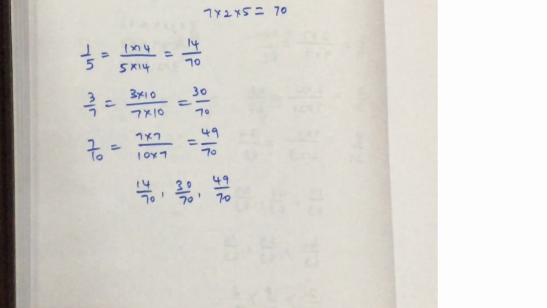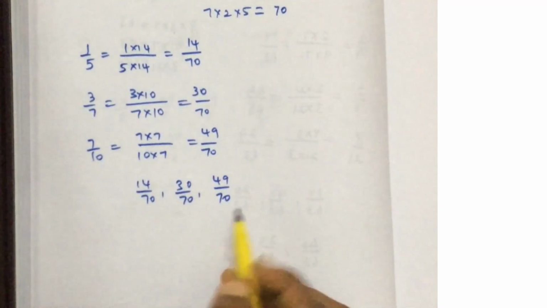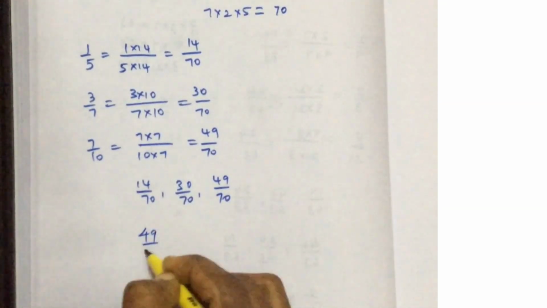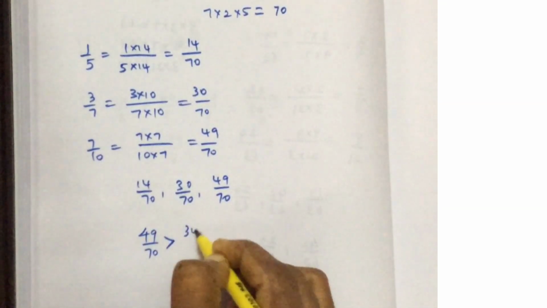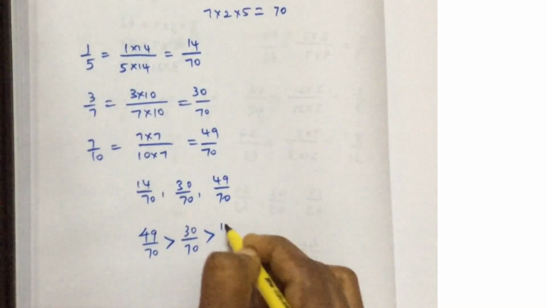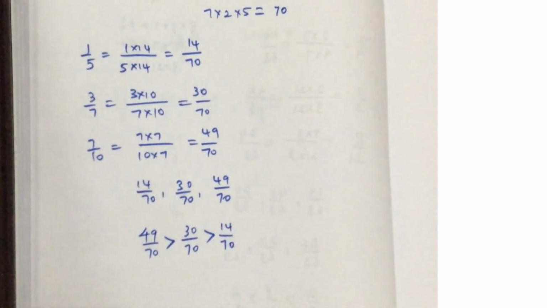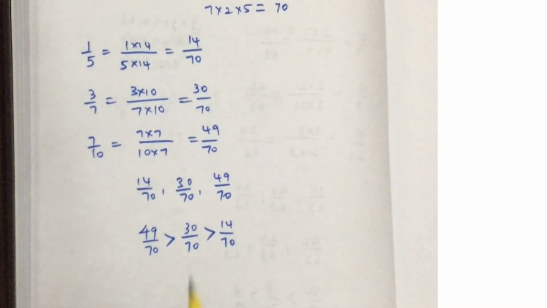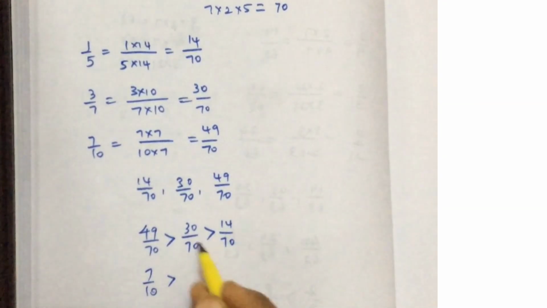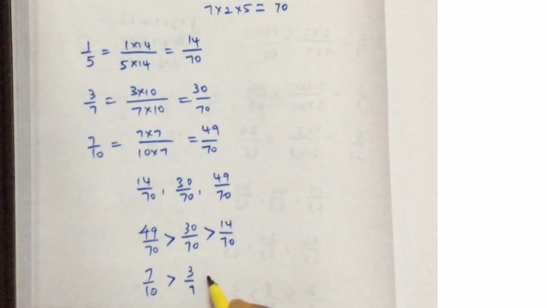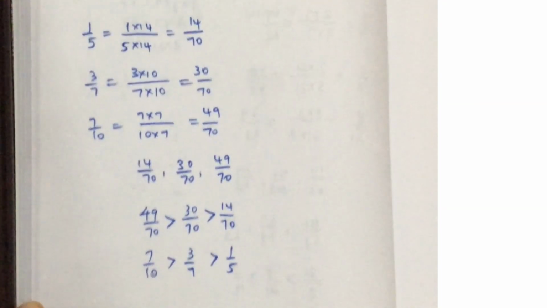Now we compare. 49 by 70 is the biggest. So 49 by 70, 30 by 70, 14 by 70, this is the order. So replace it by the question: 7 by 10, then instead of 30 by 70, 3 by 7, and 14 by 70, that is 1 by 5.